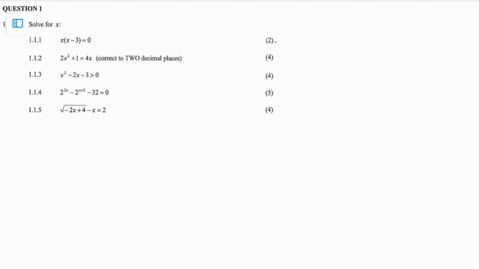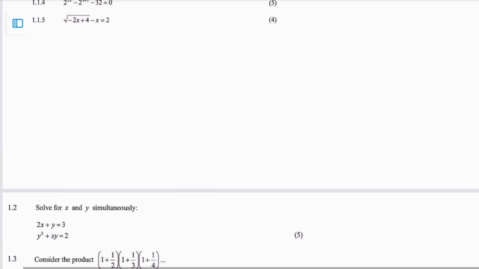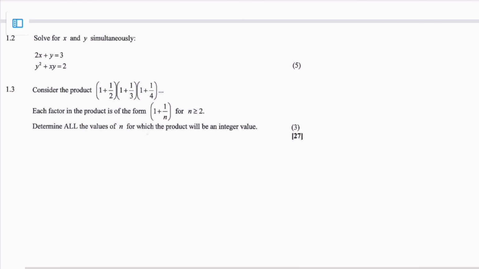How are we doing for time? Okay, not too bad. So the next question, solve for x and y simultaneously. Let me just organize my notes here a little bit. So we're going to solve for x and y simultaneously. There's a couple of different ways of doing this, but we're going to try and do it in the simplest possible way. So let's make y the subject of the formula.